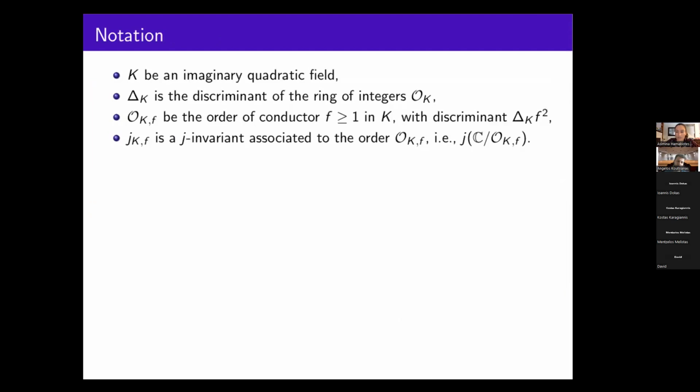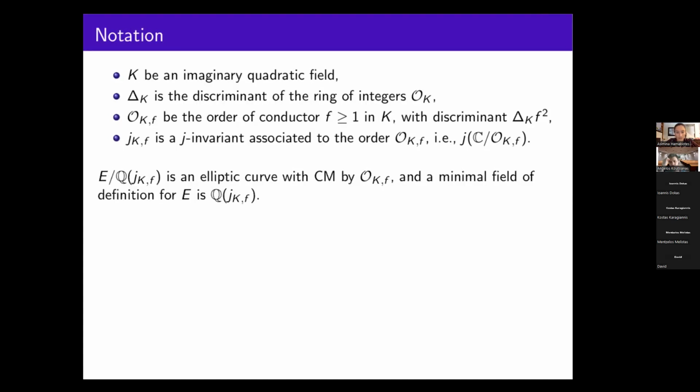First I'll set up some notation that we have already seen a little bit of. K is an imaginary quadratic field. Δ_K is the discriminant of the ring of integers. O_{K,f} is the order of conductor f in K with discriminant Δ_{K,f} squared. j_{K,f} is a j-invariant associated to the order. If you think of this as C mod the order, the lattice, this is just one of the j-invariants. So E over Q(j_{K,f}) is an elliptic curve with CM by the order O_{K,f}, and a minimal field of definition for E is Q adjoin that j-invariant.